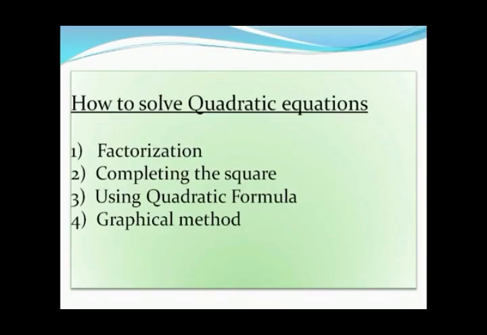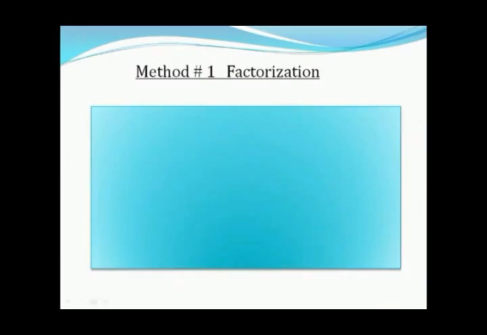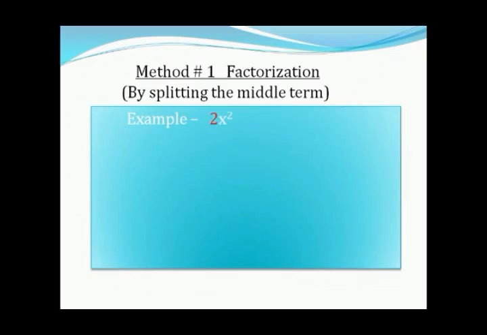Now let us discuss the factorization method, that is method number 1, or splitting the middle term. So let us take an example of 2x squared minus 5x plus 3 equals 0. Now the coefficient of x squared is 2 and the constant term is 3. So to find the factors for the middle term, we will multiply a and c, which is equal to 6, and we will add or subtract these factors such that we get the middle term. So 2 into 3 is 6, and minus 2 minus 3 gives you minus 5. So we will split the middle term minus 5x as minus 2x minus 3x.